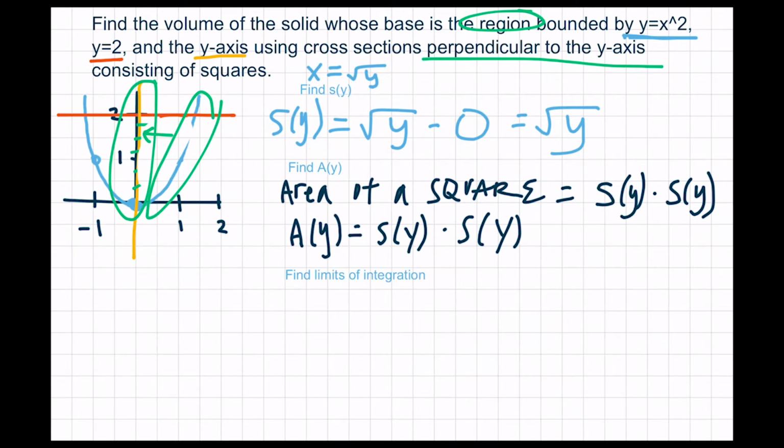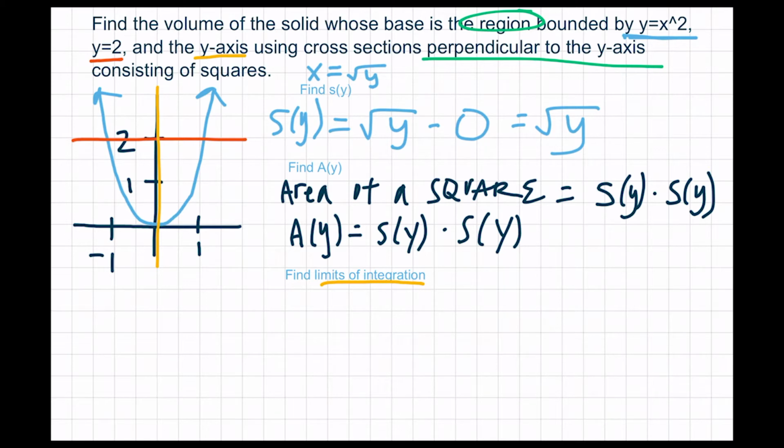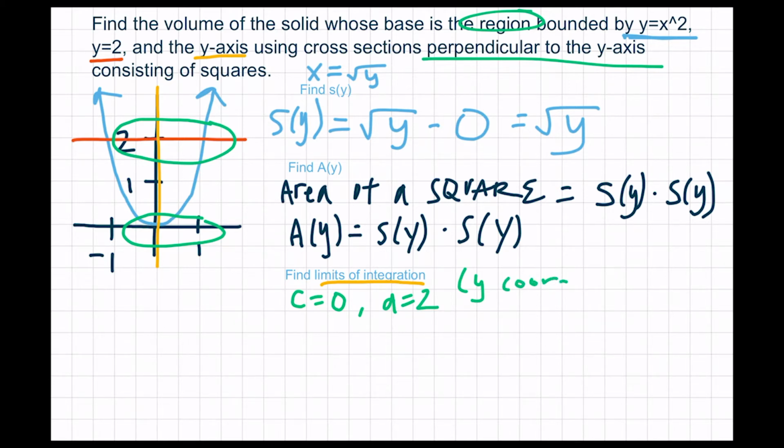Now we need to find the limits of integration. So the region goes from y equals 0 to y equals 2 because we're doing this in terms of y. So c equals 0 and d equals 2. Your upper limit is d and your lower limit is c. Since we're doing it in terms of y, we do not go from x equals 0 to x equals 1.